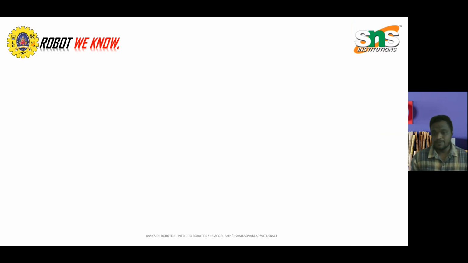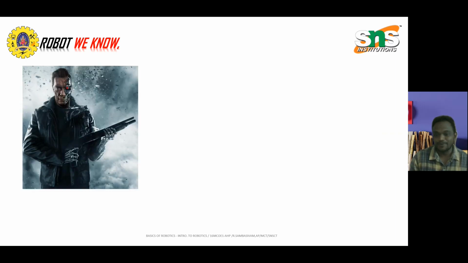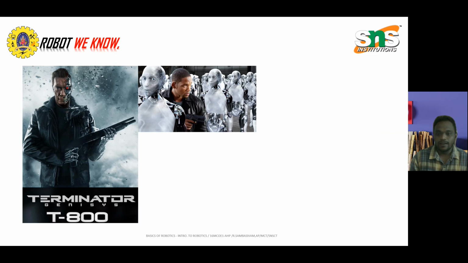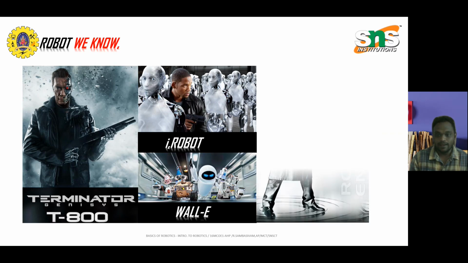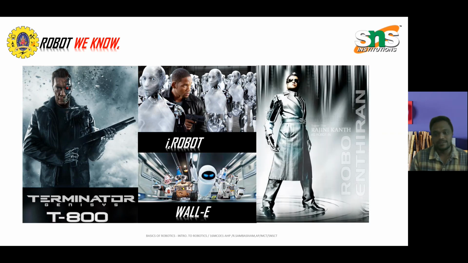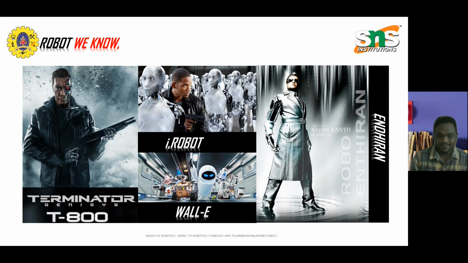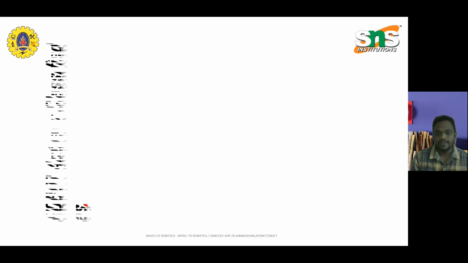Normally, people came to know what a robot is, right? Through films, such as Terminator, iRobot, Wall-E, and our superstar Rajinikanth's film Enthiran. These are the robots through which people came to understand what a robot is and how it can perform specific tasks. But a robot is not like that.